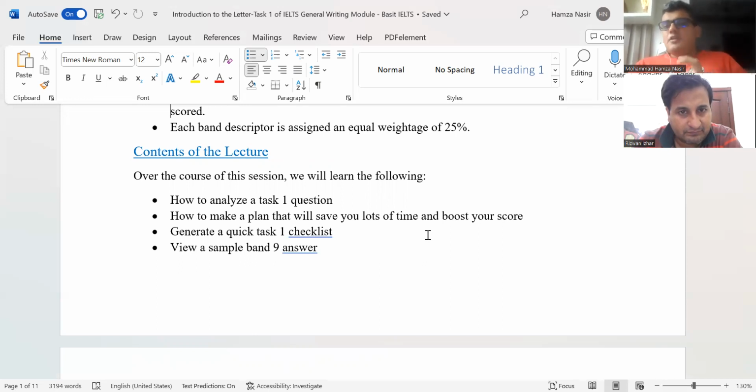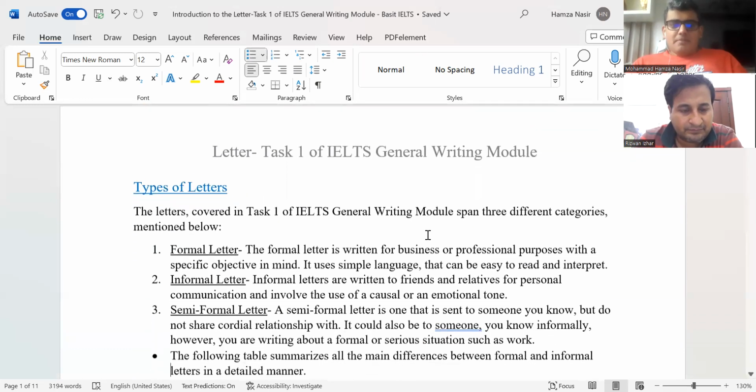Number 3, we will generate a quick checklist, the do's and don'ts, right? क्या क्या चीजें करनी, क्या क्या चीजें नहीं करनी. और finally, हम एक sample band 9 answer को देखेंगे, लेटर को देखेंगे that scored a band 9, okay, in the IELTS exam, और हम देखेंगे किस basis के ऊपर उसने band 9 को score किया. Okay, so this is what we'll be doing in today's class. So far, so good. Can I move on? Okay. Next up.